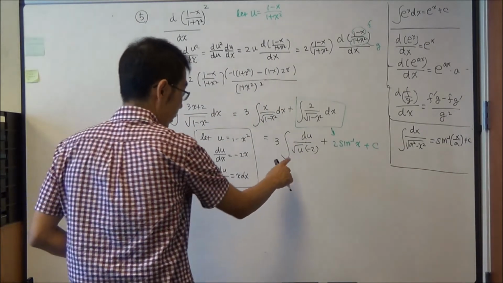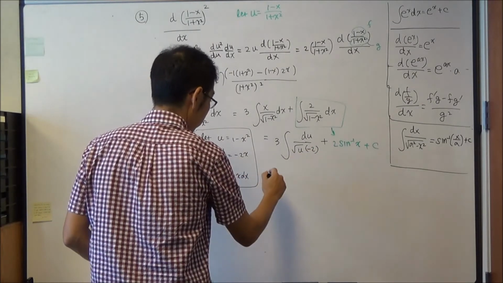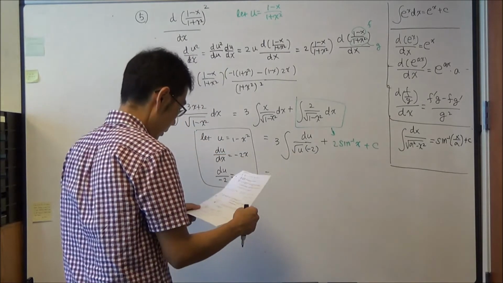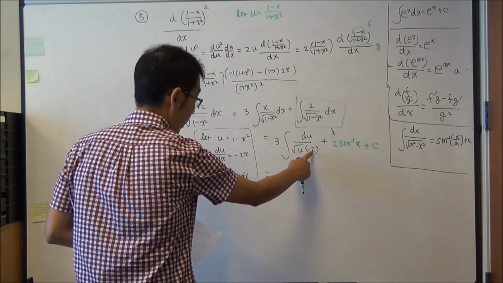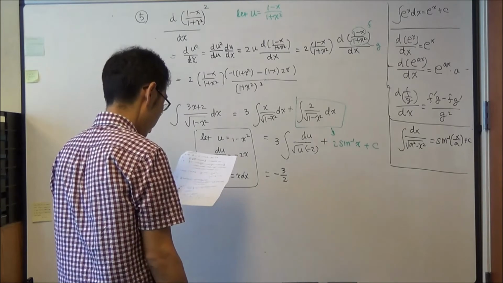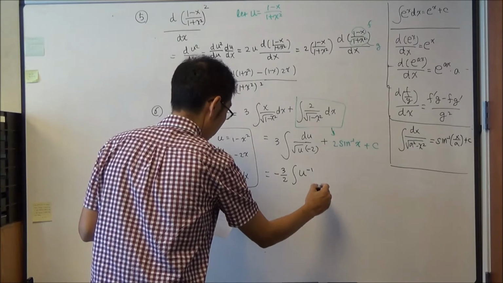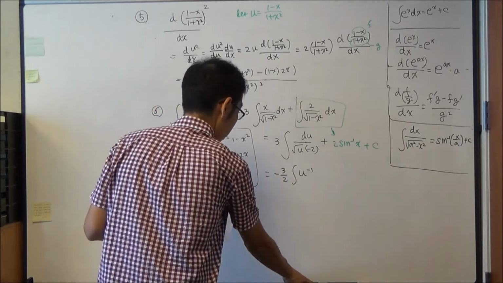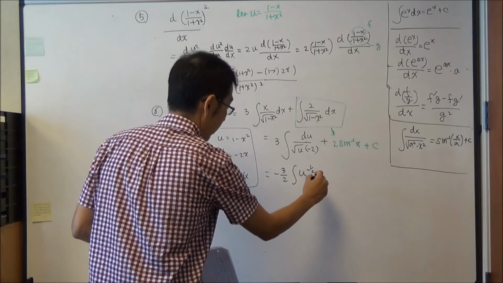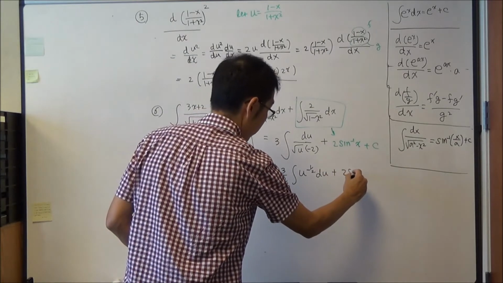And then let's take care of our first term here. So right now, 1 over negative 2 is negative 0.5, right? If I take that part out, then this one is negative 3 over 2, and then this is u to the power of negative 1 over 2, u to the power of half and du, right? So the second term is still the same.